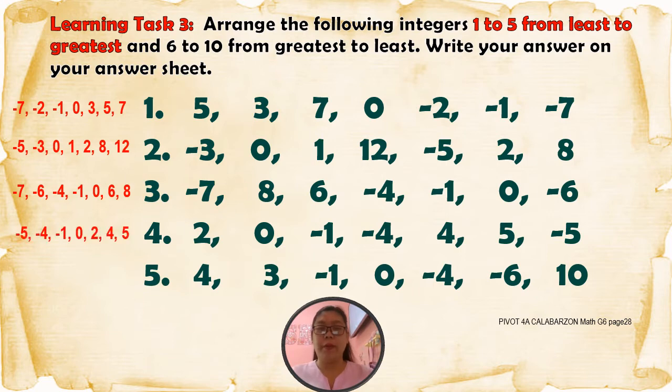Number 4: negative 5, negative 4, negative 1, 0, 2, 4, 5. Last item: negative 6, negative 4, negative 1, 0, 3, 4, 10. Congratulations for accomplishing learning task 3, 1 to 5. So we can move on to learning task 3, 6 to 10.